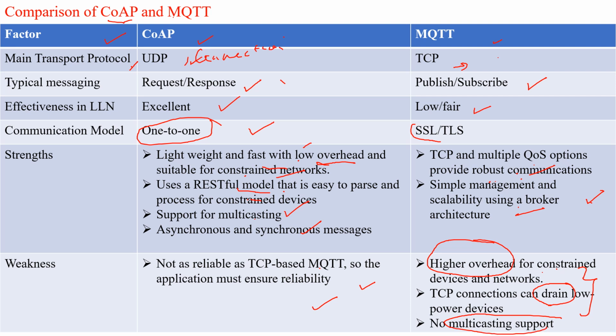So these are the different points you can write. First, you can write what is meant by CoAP, followed by the message format, and followed by the comparison of CoAP and MQTT.